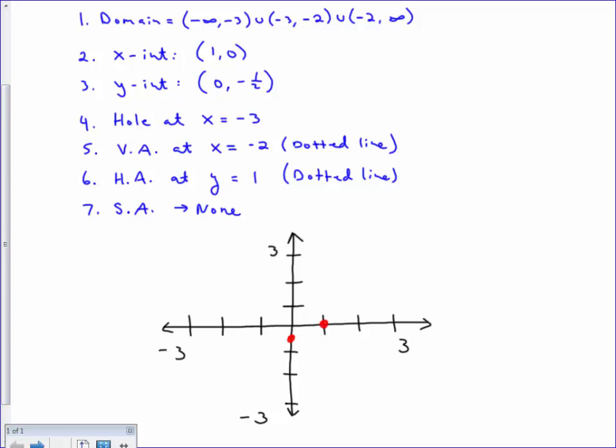Now, let's skip the hole, we're going to wait on that. We have a vertical asymptote at x equals -2. Let's go ahead and do that. Because it's x equals -2, it would be a vertical line. We want to make sure it's dotted. And I'll go ahead and label that so we know for sure that that's our vertical asymptote. We have a horizontal asymptote at y equals 1. So there we would draw a dotted horizontal line through y equals 1. And we see that it intersects the other vertical asymptote.